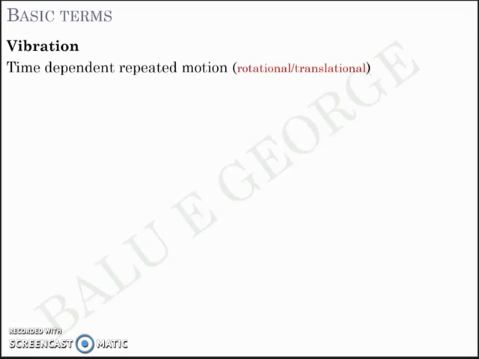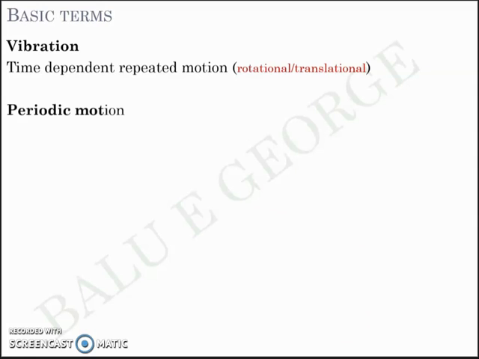Now we'll try to brush up a few terms which are already familiar to you, but could be of use when you study the machine foundation. Number one is vibration. Vibration is nothing but the time-dependent repeated motion. It can be rotational or translational. Rotational, a circling of a wheel is a rotation. Translational, a movement of a piston is translational. So vibration is nothing but the time-dependent repeated motion.